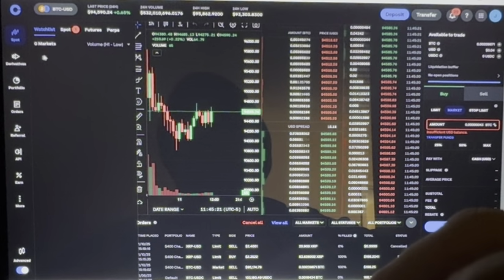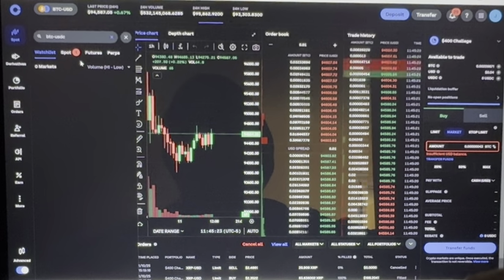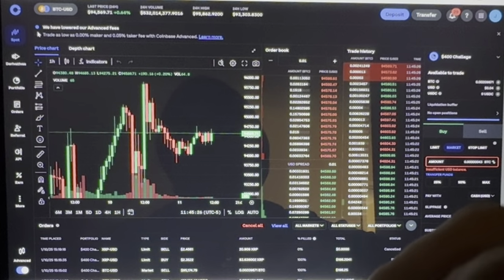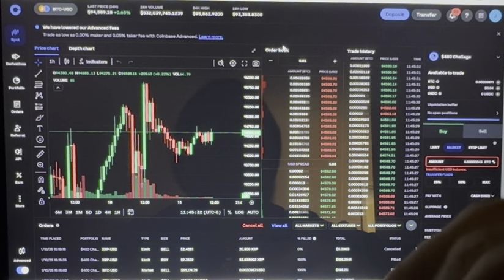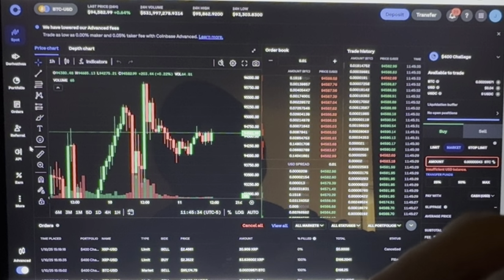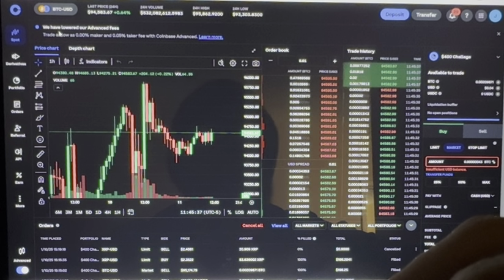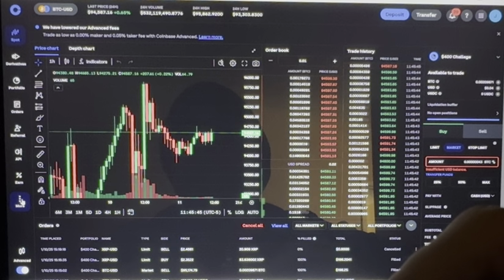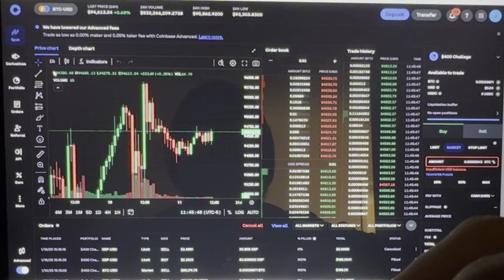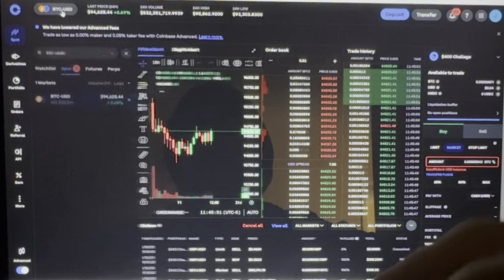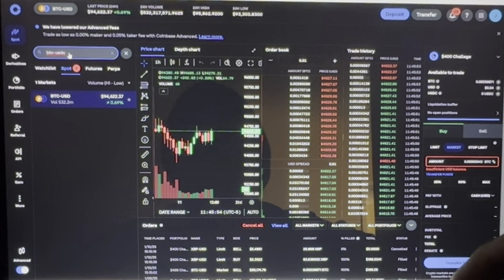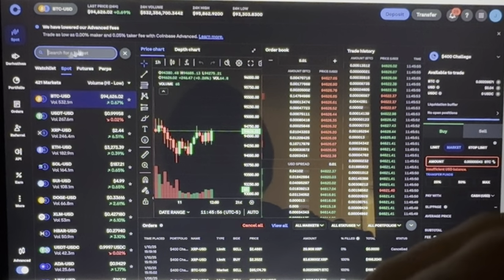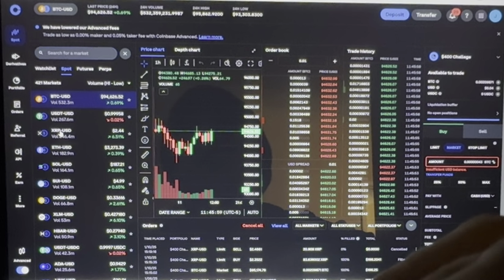Let's go to our watch list. Let's get rid of our search here. Nope, that's not what I wanted. How did I get that back up? And as you can tell, I'm not the best with this new Coinbase Advance. BTC USD. Okay, I see how we do this. Let's go into XRP USD.